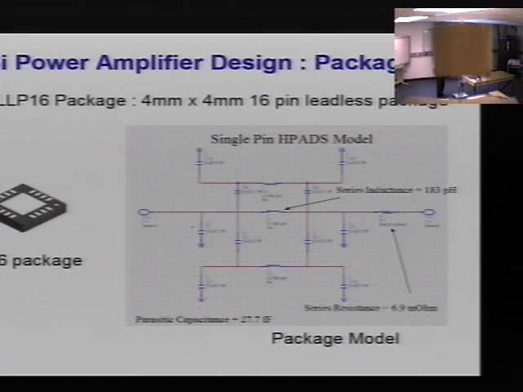So the package was an LLP16 leadless package, and then you can see the metal slug in the center. Not sure how accurate the models are, but it's very hard to get numbers in this range. 6.9 femtofarads for the parasitic capacitance. It's pretty low, which is good. It's still a bit difficult.